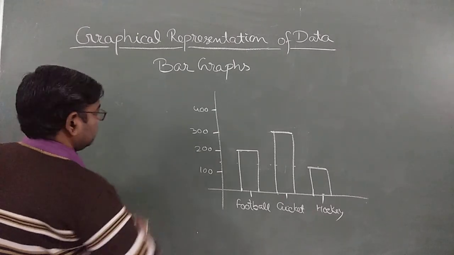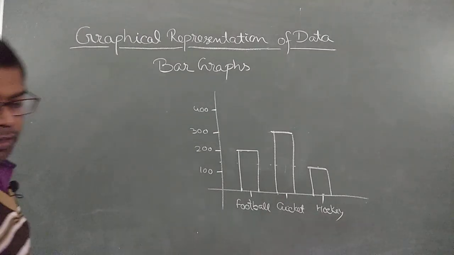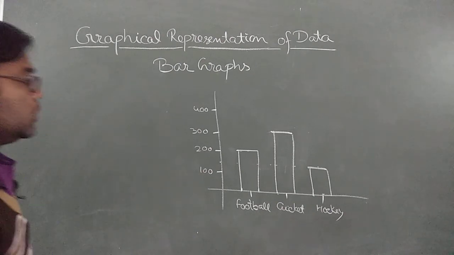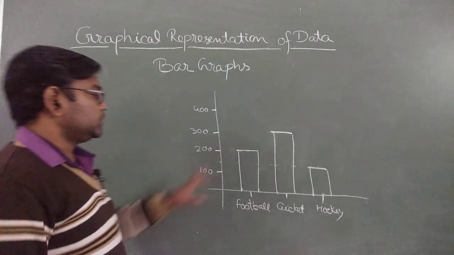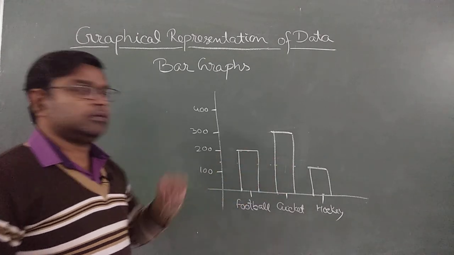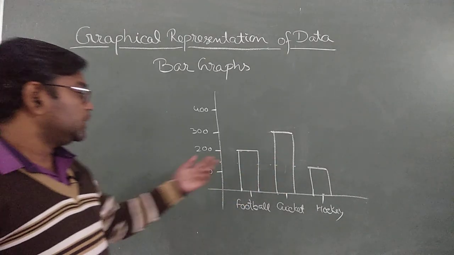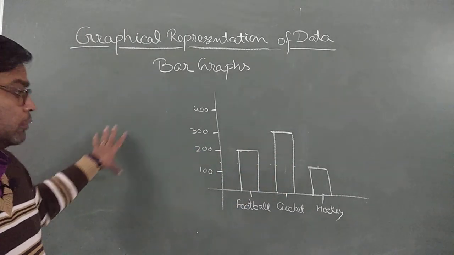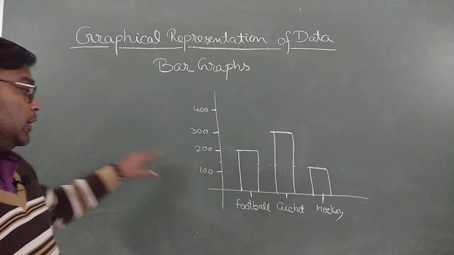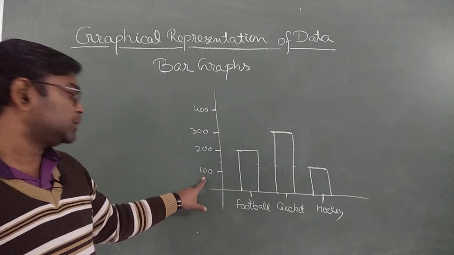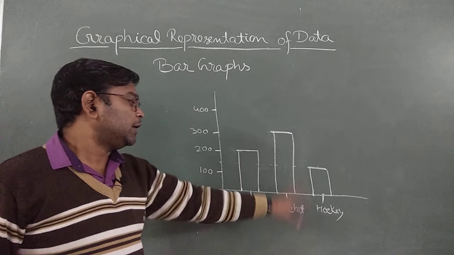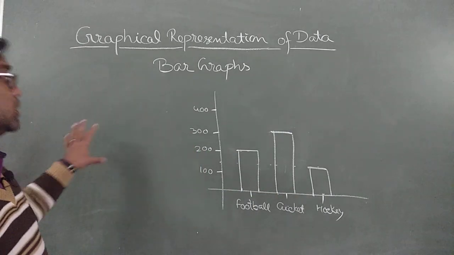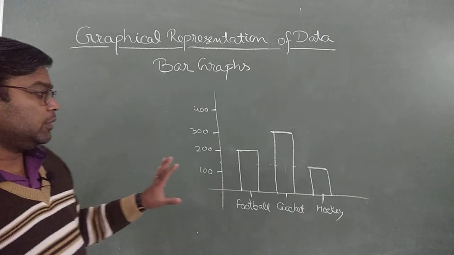This graph is only given to you, and the question asked is to describe this graph, what this indicates. From this graph you can easily say the number of students or persons who play football, cricket and hockey. So this is the interpretation of a bar graph.